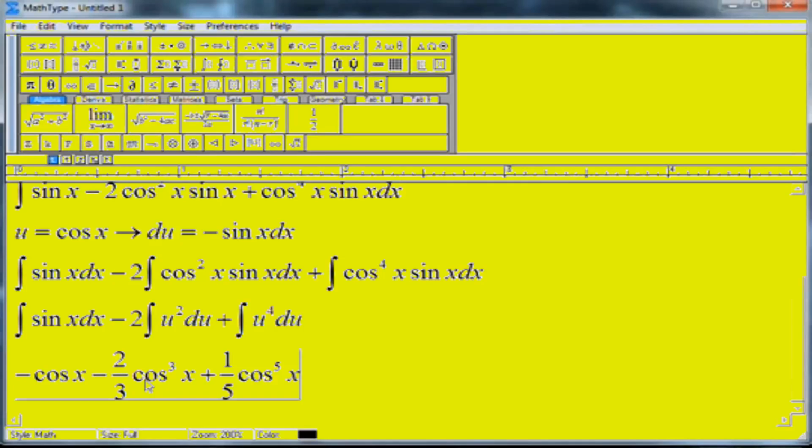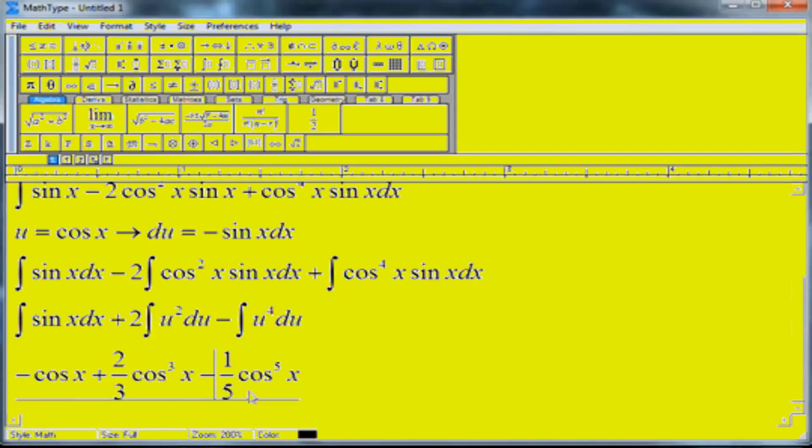Anyway, let me just check my notes. Oh, there's one thing we forgot. Remember that this is negative sine. So when we make the substitution into the u world, these have to flip signs. That's super important. And people forget it, obviously, because I did.